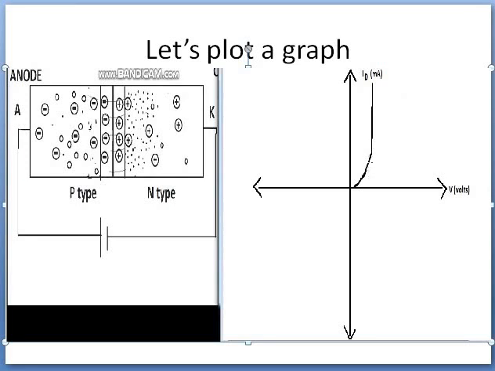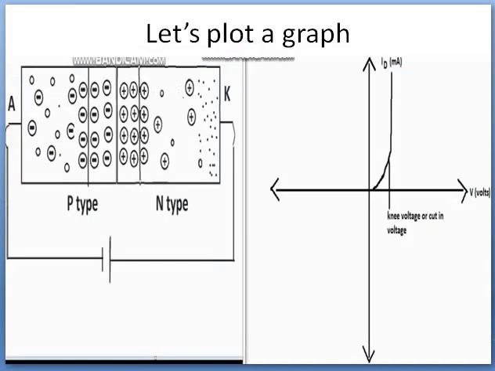And this point where the current starts rising, the current starts to flow, this is called the knee voltage. This is called the cut-in voltage or knee voltage. If the battery voltage exceeds this knee voltage or cut-in voltage, the diode is said to be in a forward bias mode where current is flowing, and a significant amount of current is observed in the ammeter.